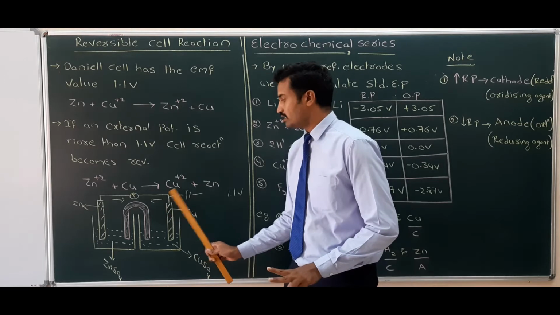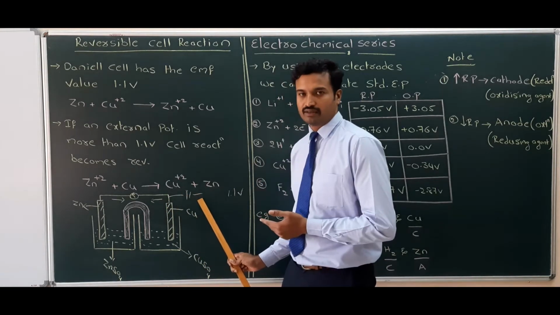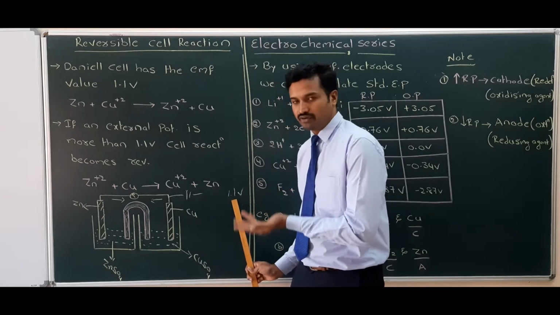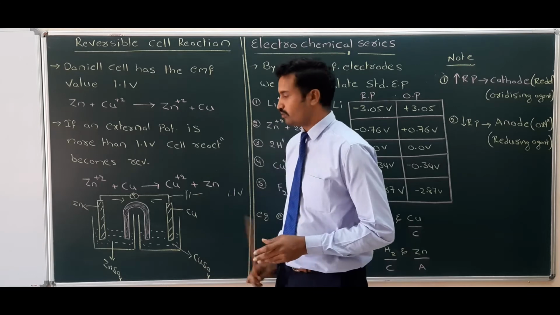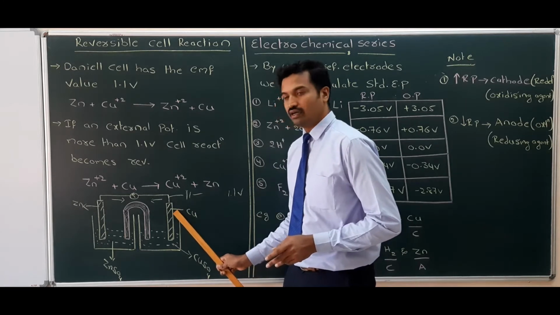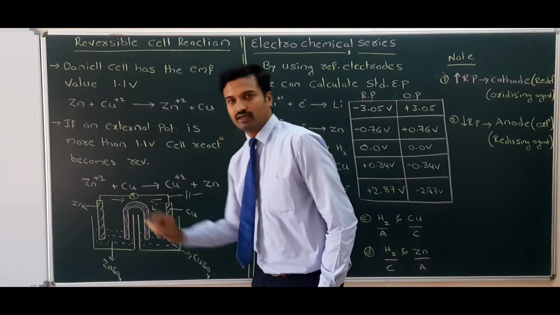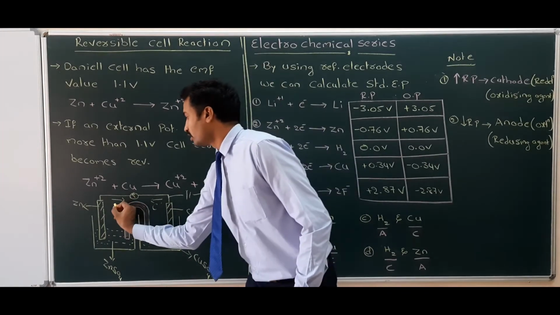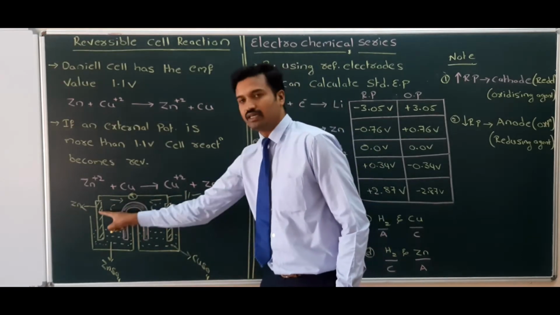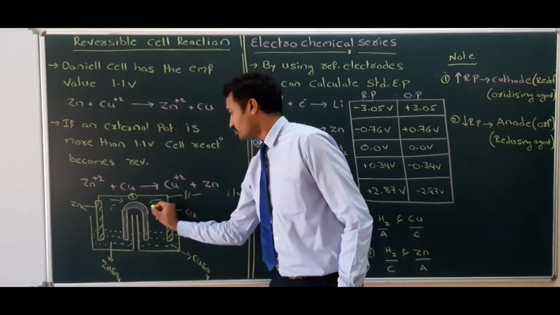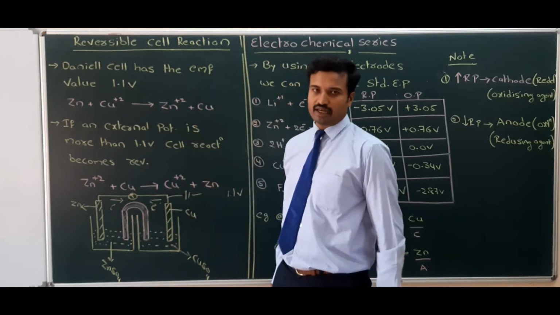If in the external circuit we apply an external voltage that is more than 1.1 volts, the cell reaction becomes reversed. The cell reaction becoming reversed means the copper rod releases the electrons, so electrons flow from copper to zinc, and current flows from zinc to copper. So this is called reversible cell reaction.